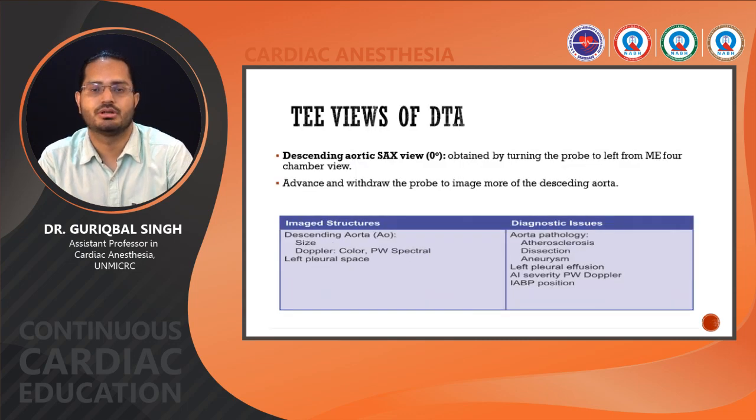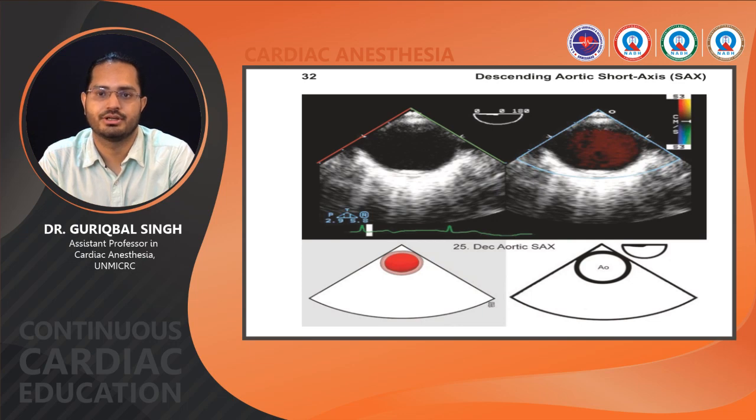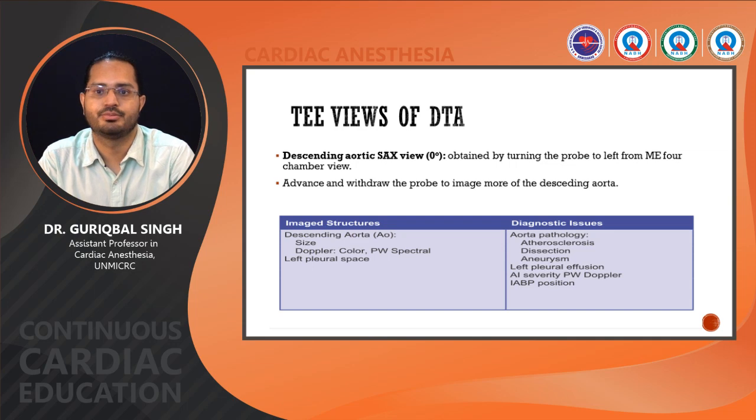Now coming to the descending thoracic aorta, the view which could be used to visualize it is the descending aortic short axis view, which is obtained by turning the probe to the left from the mid-esophageal four-chamber view. So this is our descending aortic short axis view. We can see left pleural effusion and the IABP tip position in this view as well, and can see aortic insufficiency severity in addition to atherosclerosis, dissection and aneurysm.